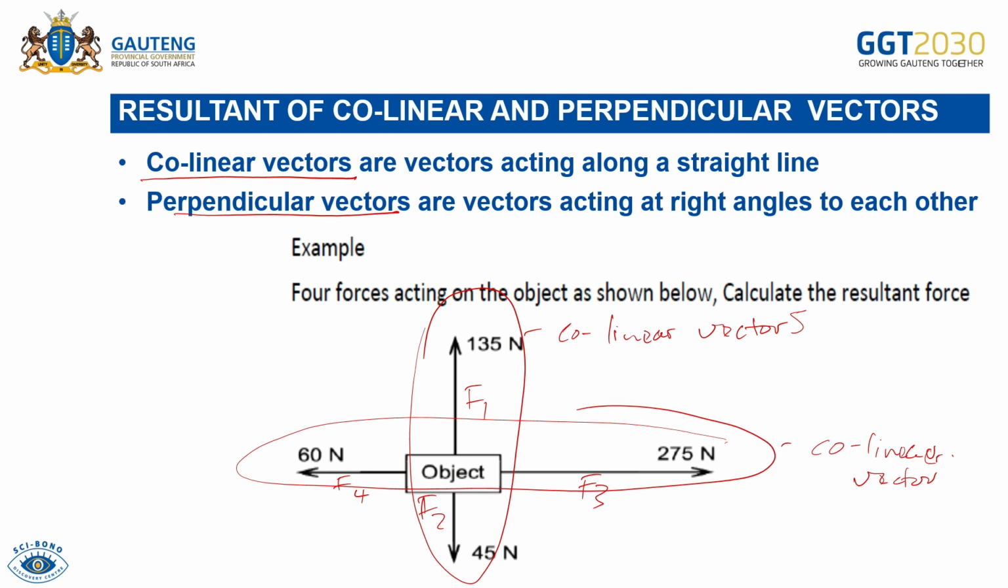So a right angle is an angle with a magnitude of 90 degrees, right? So for example here, from 135 newtons to 275 newtons, the angle there is 90 degrees, right? So if it's 90 degrees, it means that they are perpendicular to each other. So therefore 135 and 275 are perpendicular vectors, right? Same with 275 and 45. They are perpendicular vectors, acting at right angles to each other. So the angle between them is 90 degrees.